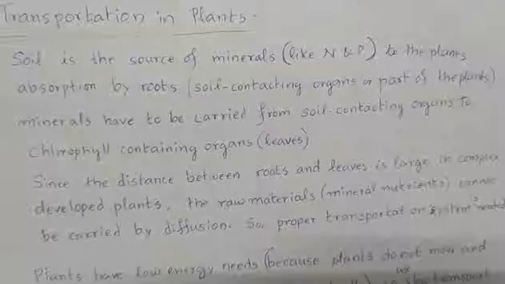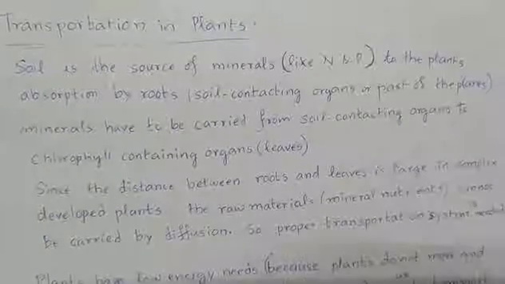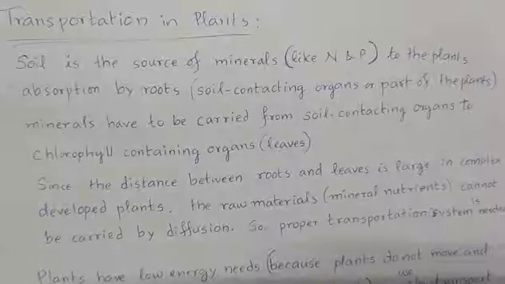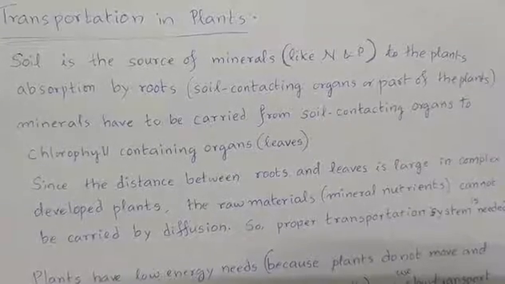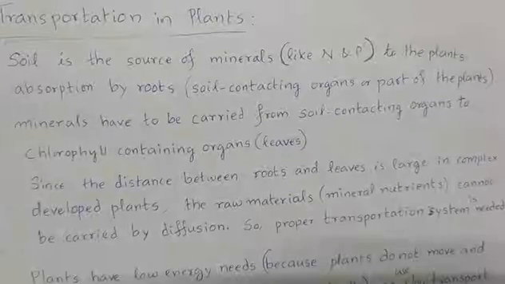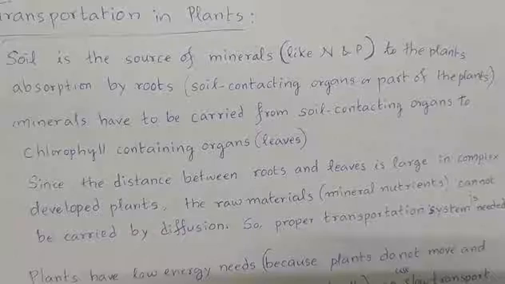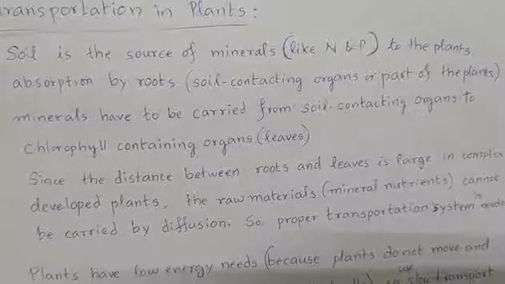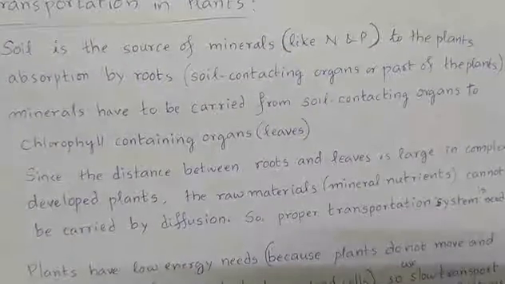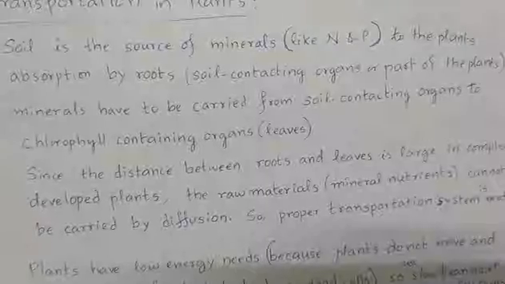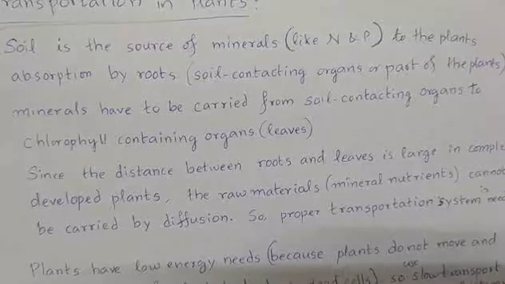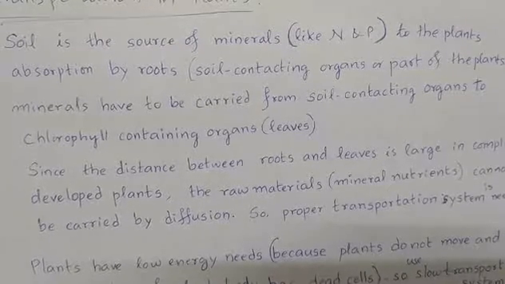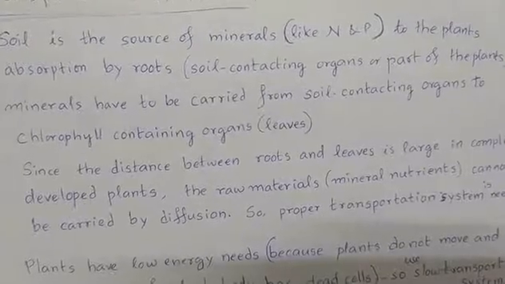The absorption of these mineral nutrients occurs by roots, because the soil contacting organ of the plant is nothing but the root. The minerals have to be carried from soil contacting organs to chlorophyll containing organs. What are soil contacting organs? Roots. What are chlorophyll containing organs? Leaves. So minerals have to be carried from roots to leaves.